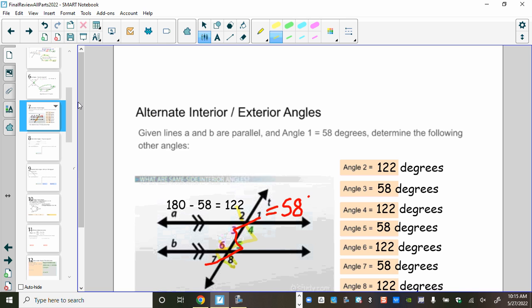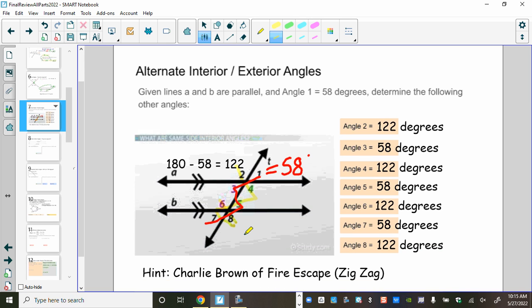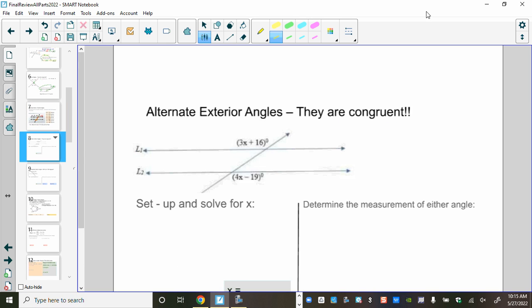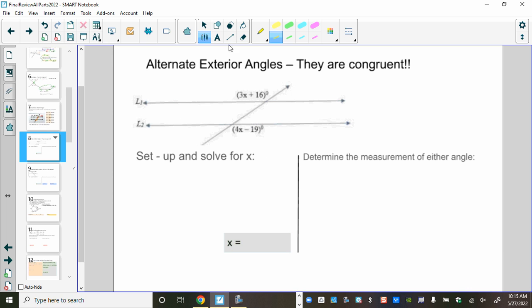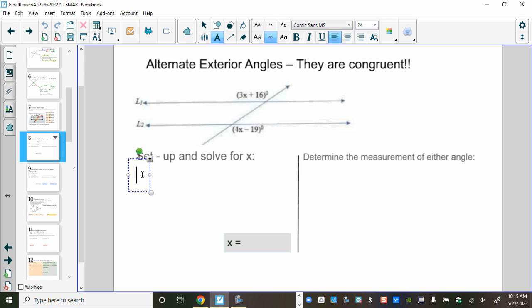We just talked about it here. Alternate exteriors are congruent. So what would be our setup? 3x plus 16 equals 4x minus 19. And actually, this is going to be similar to one of the previous problems, because you're going to already have x by itself by the time you get your variables and all that.